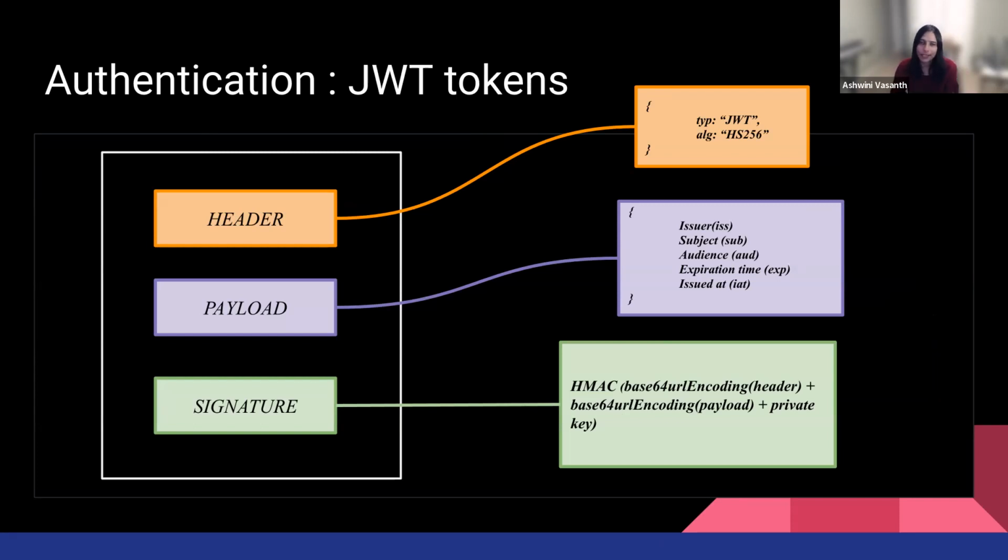The payload can have custom fields, but it usually has some set fields like who issued this token, right? Who is it issued for? And who's the audience? Like who are the people who are allowed to access resources based on this particular token? And this is another interesting one, where it says expiration time, right?